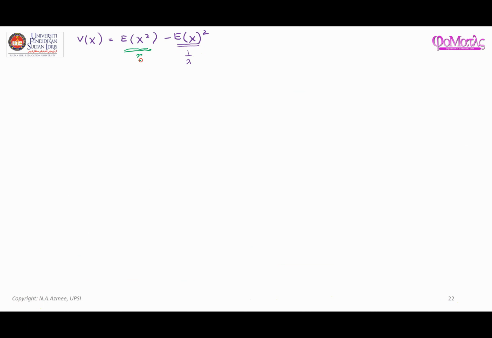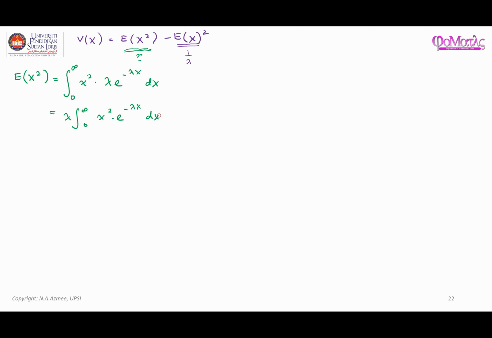Now we need to continue with finding E[X squared]. So what is this value? Without further ado, E[X squared] is equal to the integral of x squared times f(x), and f(x) is just λ e^(-λx) dx, with the limits from 0 to infinity. And λ is a constant. You can take it out of the integral.